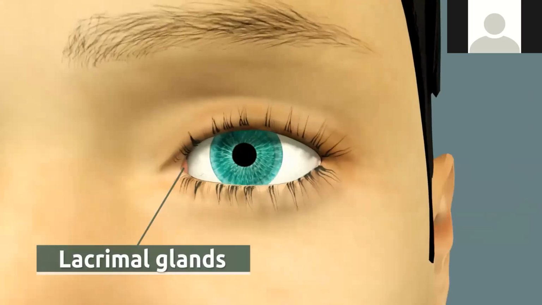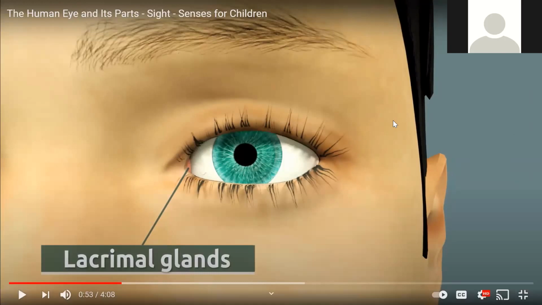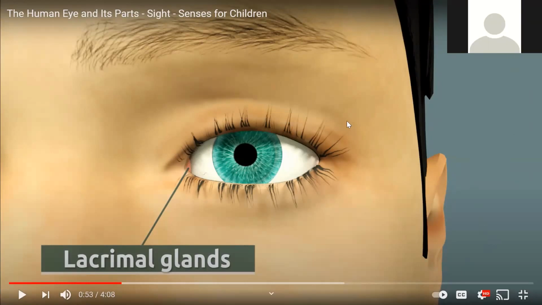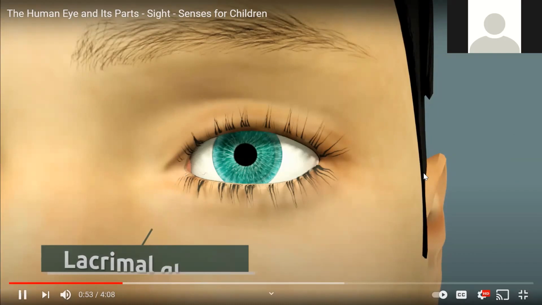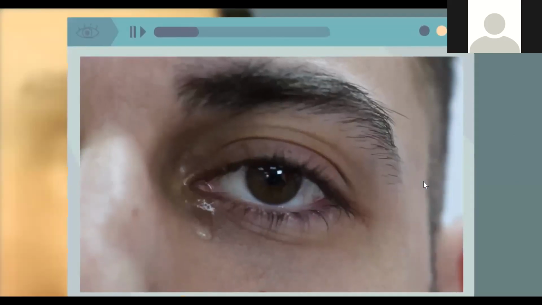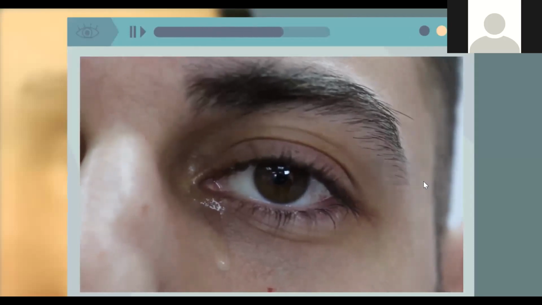The function of the lacrimal gland is to produce tears, an element of great importance, as tears carry nutrients and oxygen. Tears also help to keep the eye clean and moist. Did you know that our eyes produce tears constantly without us realizing it?